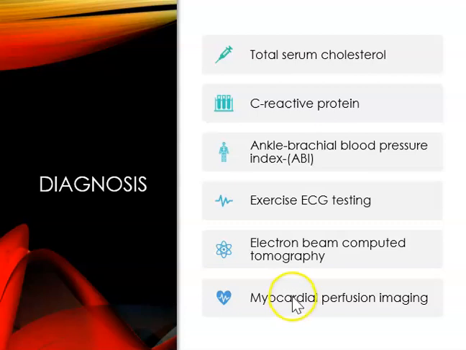Then we have our exercise ECG testing, and this is considered positive when myocardial ischemia is detected, and that's going to be your depression of the ST segment on the EKG. And the patient will also typically present with chest pain during this exam if it's positive. Then we have the electron beam computerized tomography. This creates a three-dimensional image of the heart and the coronary arteries that can reveal any type of calcification.